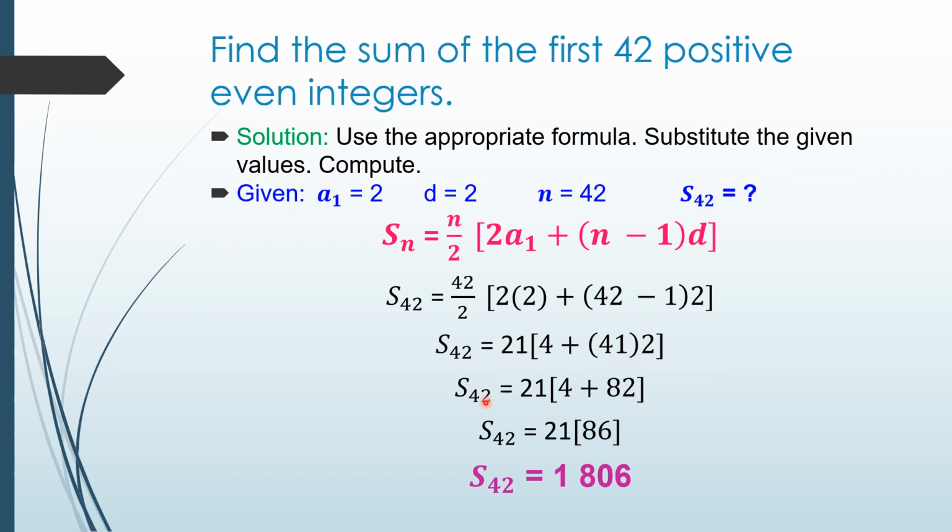Again, let us simplify. S sub 42 is equal to 21. Then 4 plus 82, that is 86. Then let us multiply 21 and 86. We will get 1,806. And 1,806, this is the sum of the first 42 even integers.